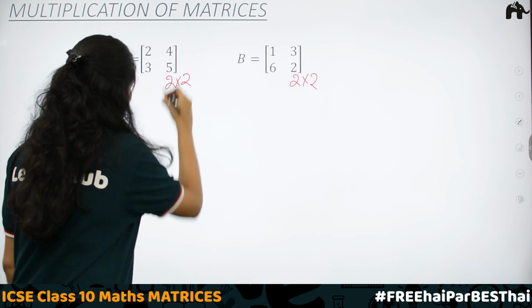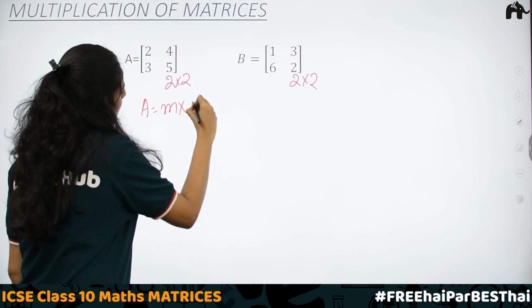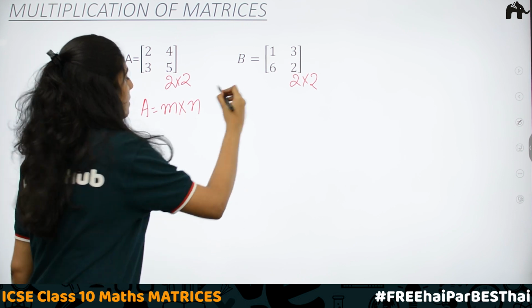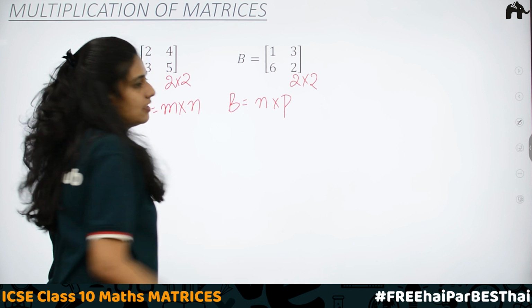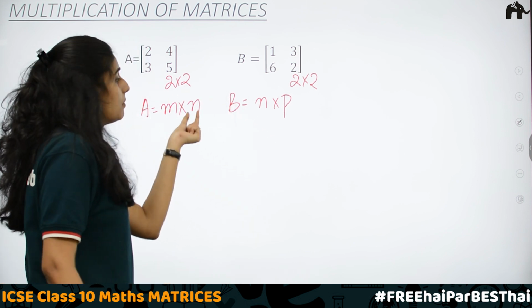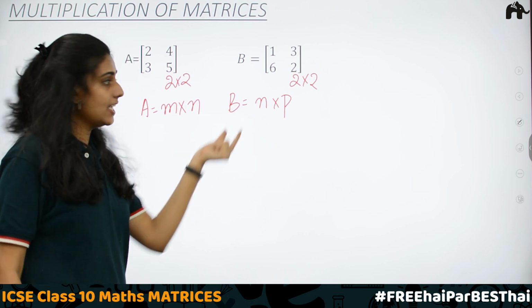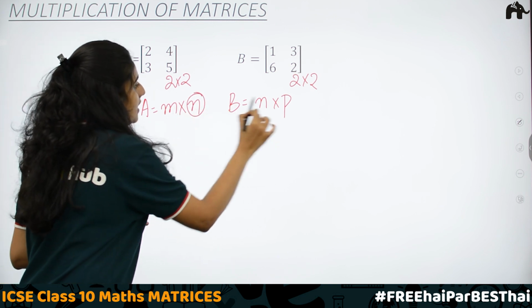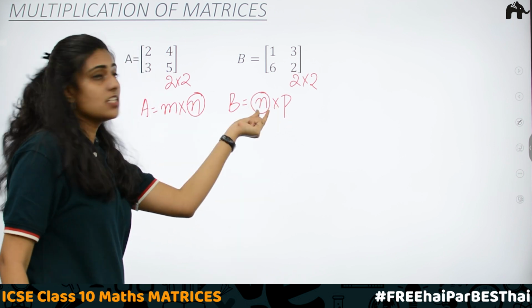In general, if you are taking a matrix A, which is an m by n matrix, and a matrix B, which is an n by p matrix, here we have to take this condition, that is the number of columns in the first matrix should be equal to the number of rows in the second matrix.